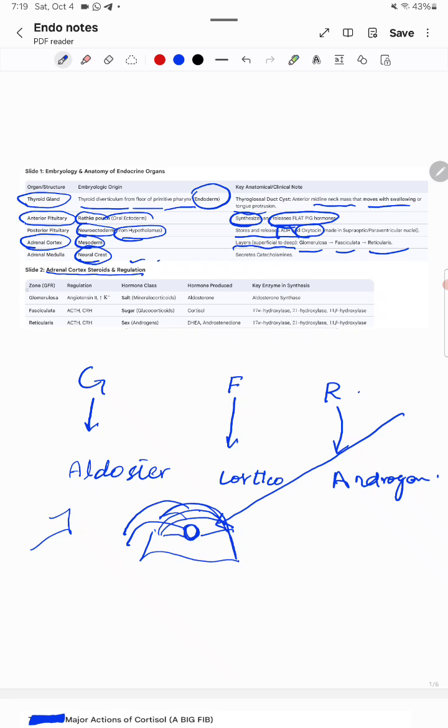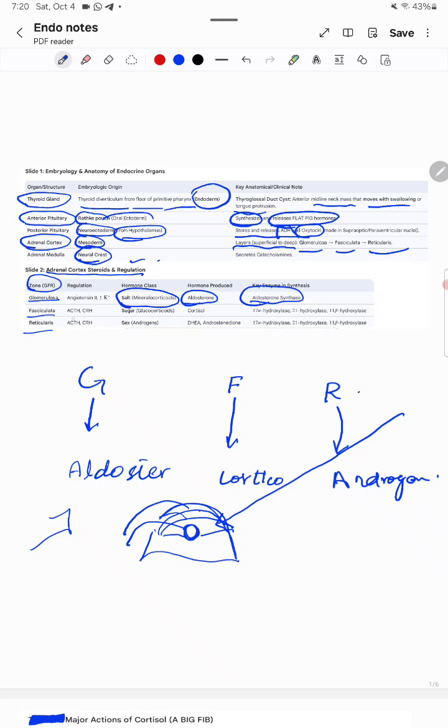Then adrenal cortex, steroids, and regulation. So we have discussed this. These are the zones: glomerulosa, fasciculata, and reticularis. So glomerulosa is regulated by angiotensin 2 and potassium. So whenever there is an increase in potassium and angiotensin 2, it secretes aldosterone. This zona glomerulosa secretes aldosterone. Okay, the enzyme responsible is aldosterone synthase, and it is mineralocorticoid in nature.